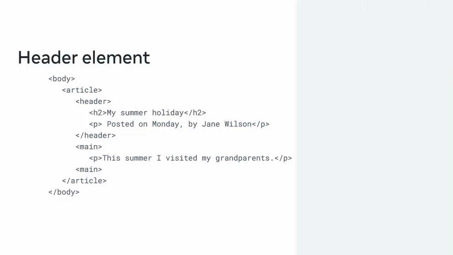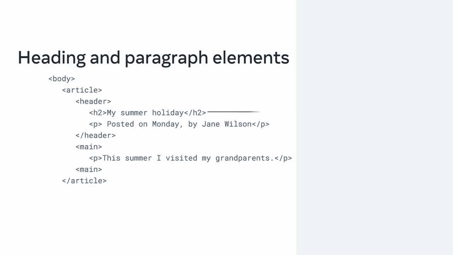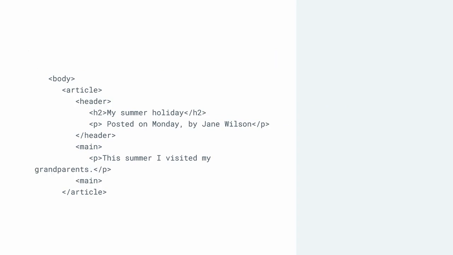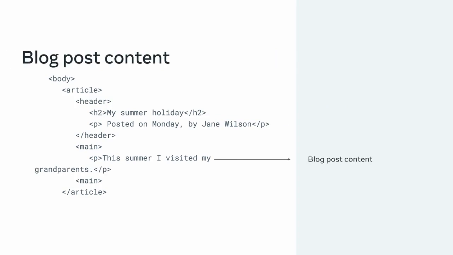Let's update the previous example to use a nested semantic structure. You add a header element to the article element. Inside the header element, add the heading element with the blog title and a paragraph element describing the date and author of the blog post. Inside the main element, add the content of the blog post. That's it. Let's examine the section element.